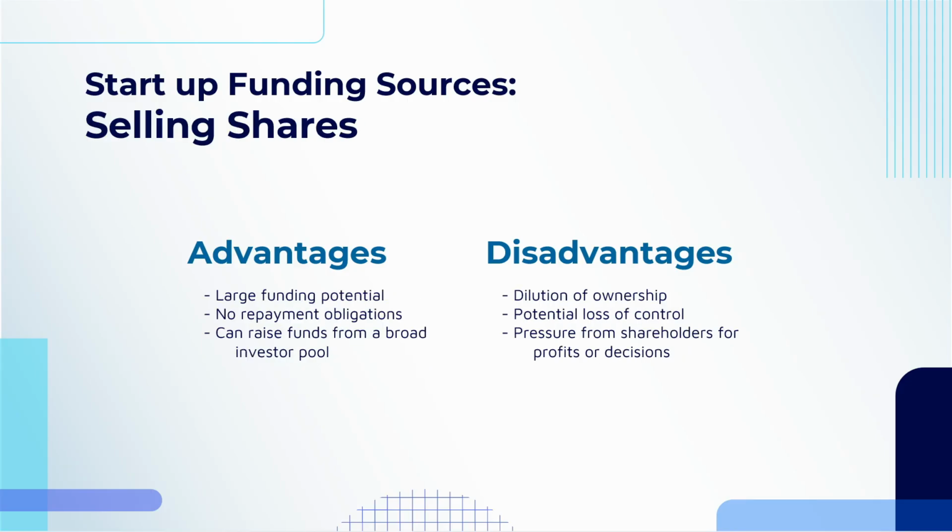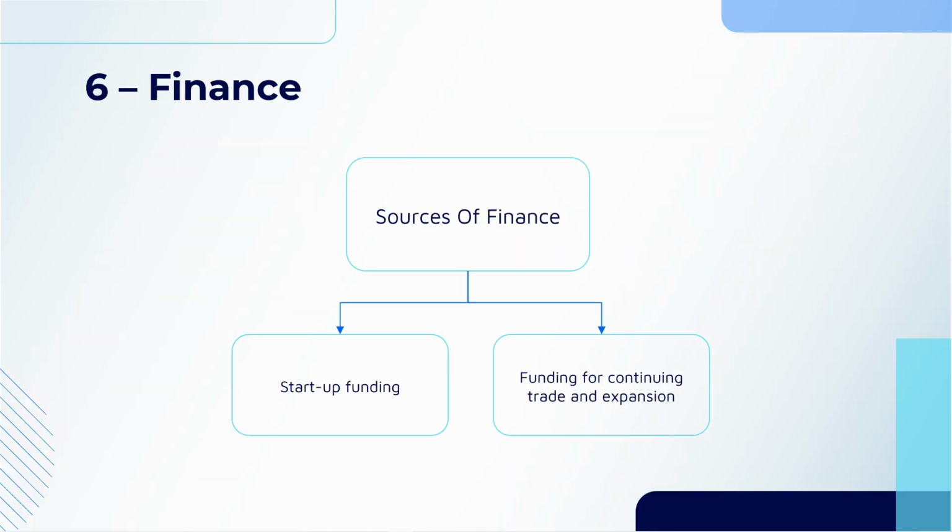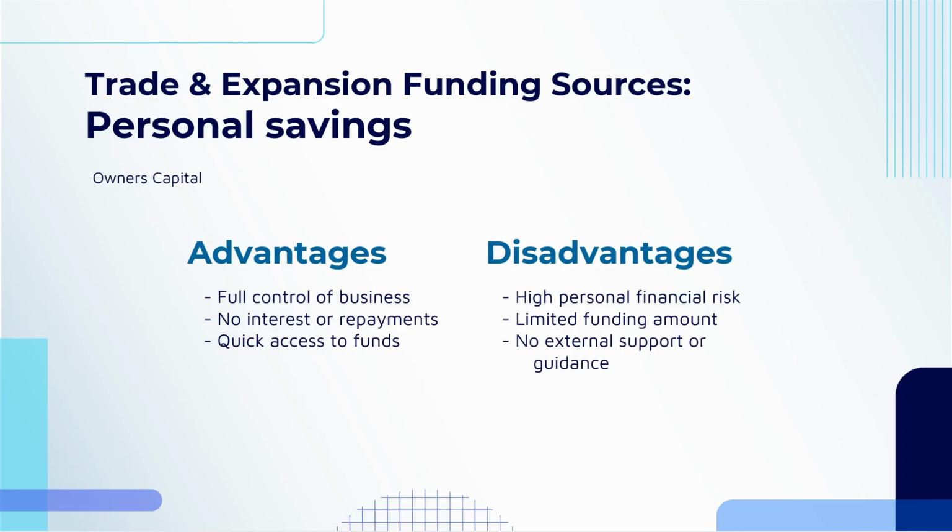Lastly, selling shares. You can raise a lot of money without repayment, but you give up ownership and may face pressure from shareholders. Coming back to this, now let's discuss the sources of finance for funding or continuing trade and expansion. Once the business is running, entrepreneurs often need more money to grow. Number 1 is personal savings. Again, the same pros and same cons.